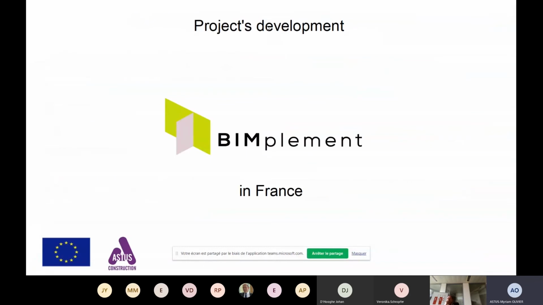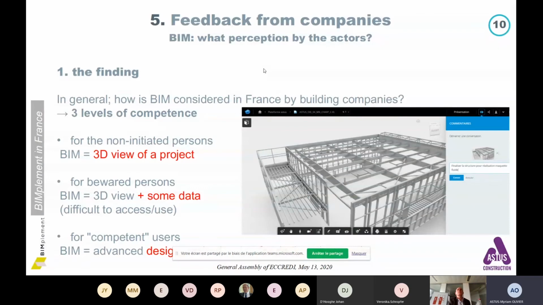What I'm going to show you right now is what we found from projects implemented in France. First, with building companies: when talking to them, most of them consider that BIM is something like a 3D view of a project. Some companies know that there is data somewhere, but they don't know exactly what to do with it and how to get to it. And only a very small number of companies really are at the third level, which means they use it for design, but for design only.